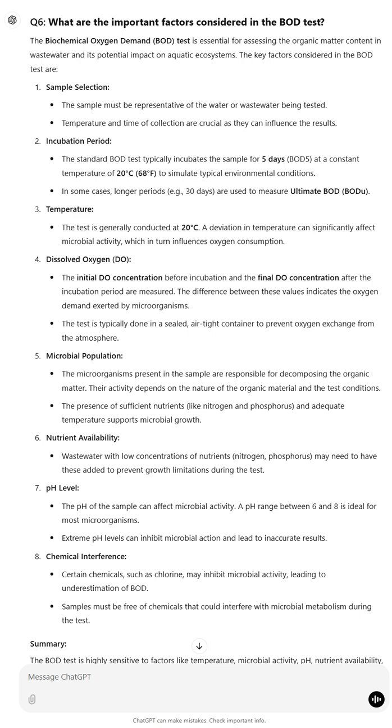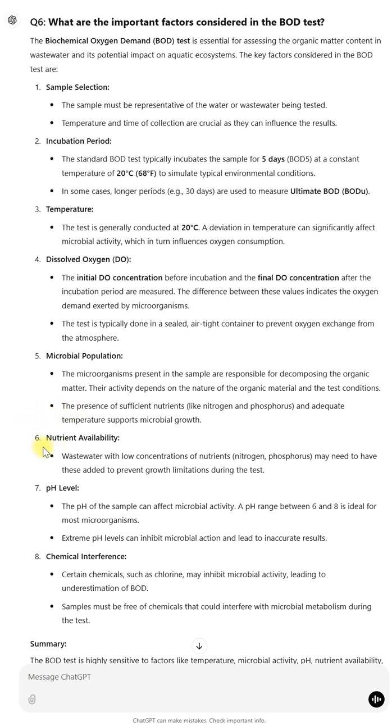4. Dissolved oxygen, DO. The initial DO concentration before incubation and the final DO concentration after the incubation period are measured. The difference between these values indicates the oxygen demand exerted by microorganisms. The test is typically done in a sealed, airtight container to prevent oxygen exchange from the atmosphere. 5. Microbial population. The microorganisms present in the sample are responsible for decomposing the organic matter. Their activity depends on the nature of the organic material and the test conditions. The presence of sufficient nutrients, like nitrogen and phosphorus, and adequate temperature supports microbial growth.